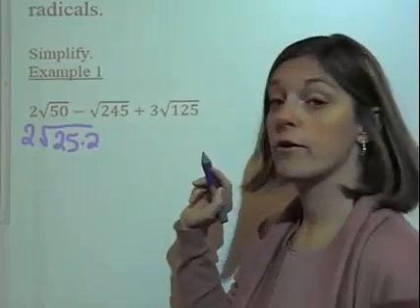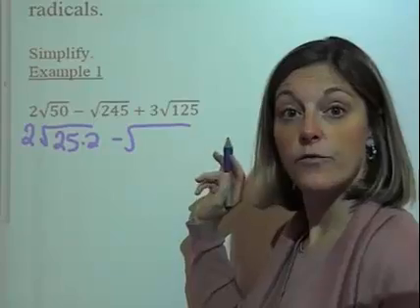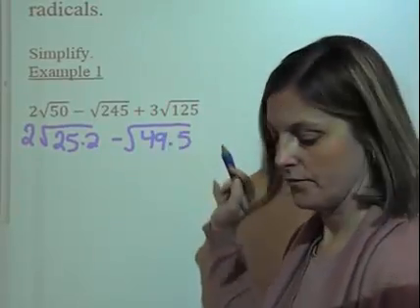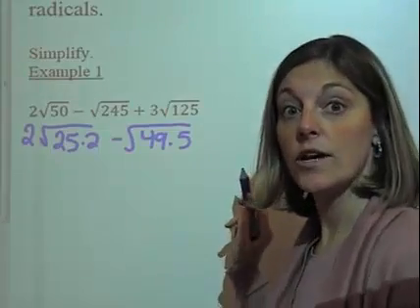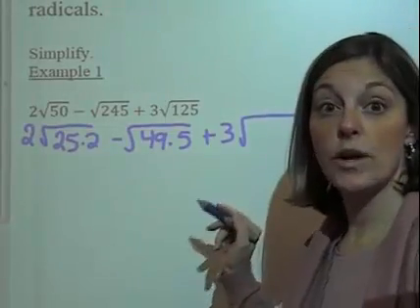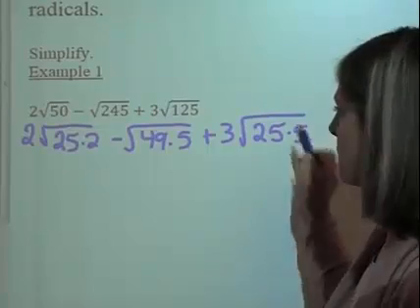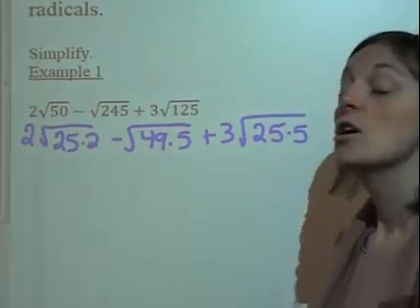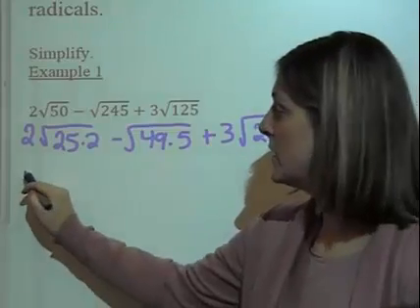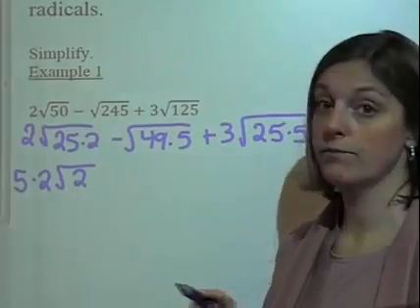And then square root of 245 becomes 49 times 5. And then 125 becomes 25 times 5. So then you can take the square root of 25, which is 5. So we have 5 times 2 square root of 2.